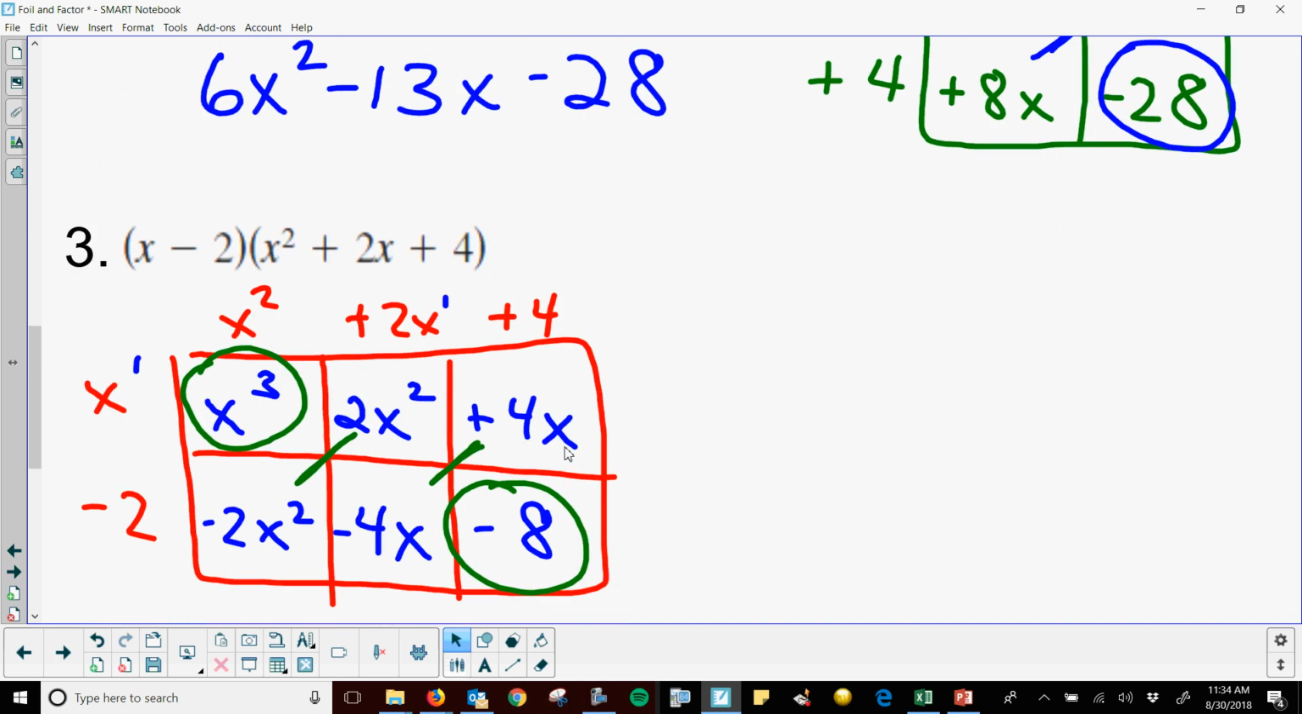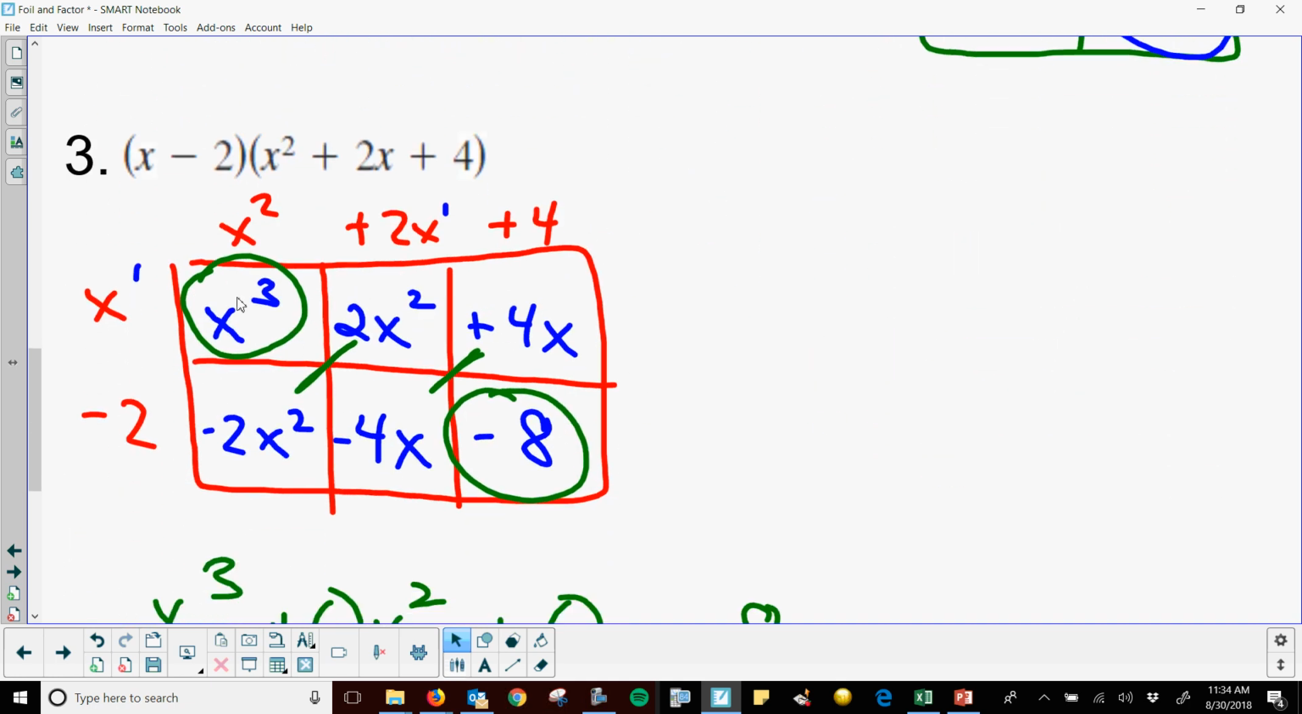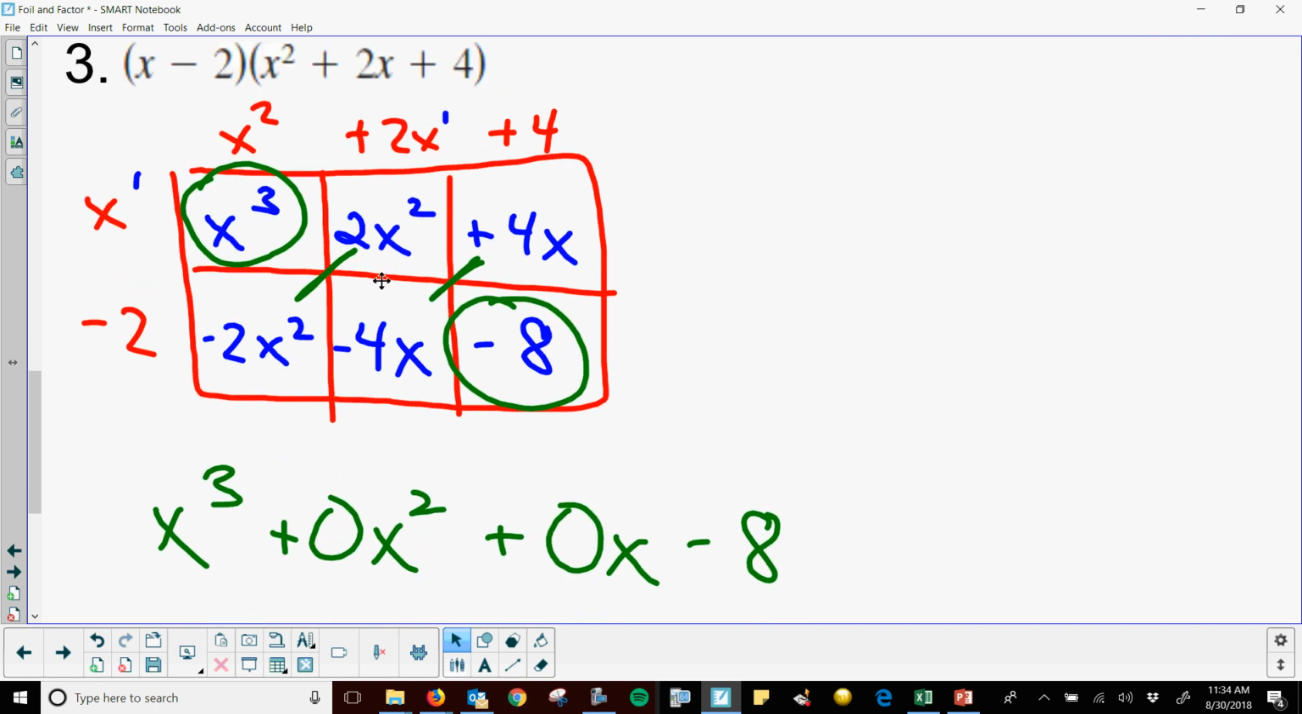Box method works great when you go a little bit bigger. I can do the moon method here, but it gets kind of crazy. When you do the box method, remember x and x squared times x is x to the third. X and x is x squared with the 2. And there are our like terms again, catty-corner from each other. In this case, 2 minus 2 became 0. 4 minus 4 became 0.